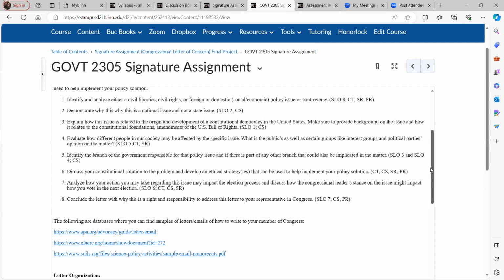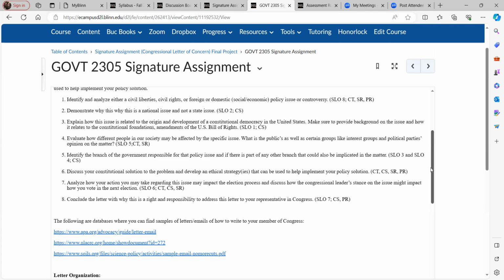Number 7, analyze how any action you may take regarding this issue may impact the election process and discuss how the congressional leader's stance on the issue might impact how you vote in the next election. If you are writing to Senator Cruz, this is actually really good because he's up for re-election next year. For number 7, you could talk about how, because you are a citizen of Texas, you're registered to vote and you have the right to vote, you could basically say, the way you take a stance on this issue, sir, could determine whether I'm going to vote for you or not in this next election. So you might want to talk a little bit about that.